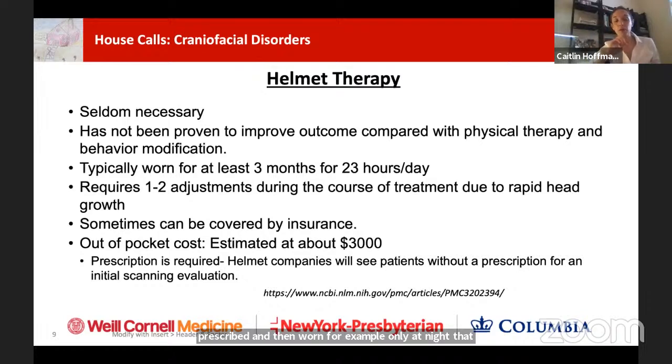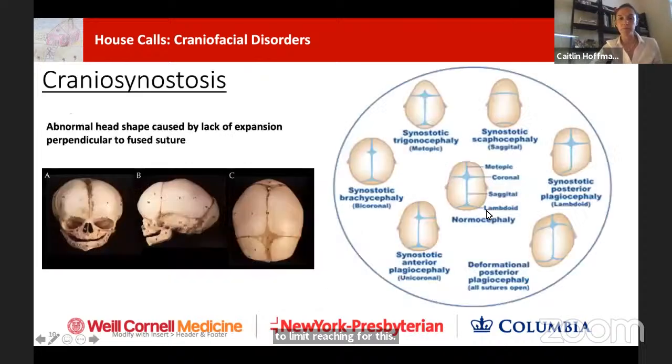It will typically require at a minimum 1 to 2 adjustments, meaning additional helmets during the course of treatment due to rapid head growth at the time that we are prescribing these. Sometimes this can be covered by insurance, but often not, with out-of-pocket costs in the thousands of dollars. Again, this is another reason that we really try to limit reaching for this unless this is deemed to be absolutely necessary. So that's the benign entity that does not require surgery and can be diagnosed often just simply by physical diagnosis and behavioral modifications.